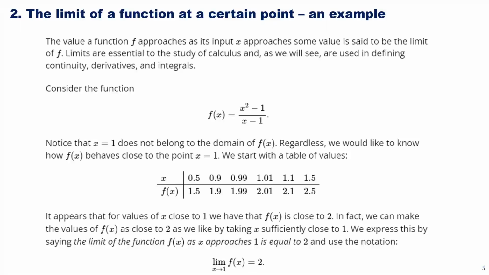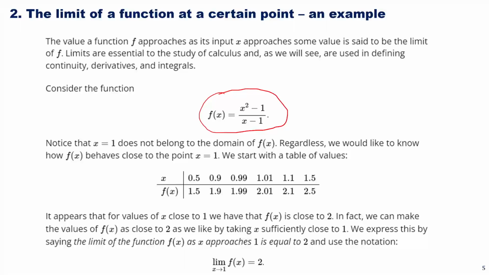So suppose, let's consider this function f(x) equals (x squared minus 1) over (x minus 1). Notice that x equals 1 does not belong to the domain of f(x), right? x cannot be 1, otherwise you will have a denominator 0. Regardless, we would like to know how f(x) behaves close to the point x equals 1. So we can start a table of values like this.